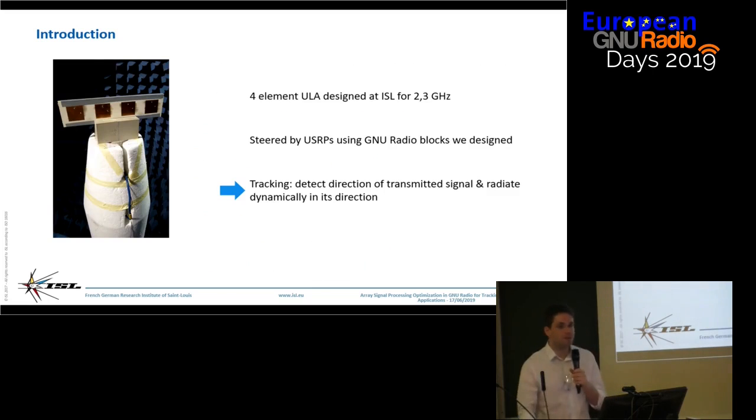So for our specific application, we've been using a 4-element linear array that was designed at the ISL for 2.3 gigahertz applications. And in this application, we're willing to steer that antenna array using our USRPs and some GNU Radio blocks that we designed here. And our goal is to perform projectile tracking, that is to detect the direction of the signal that is transmitted by a flying projectile and to favor reception in that particular direction at all times.